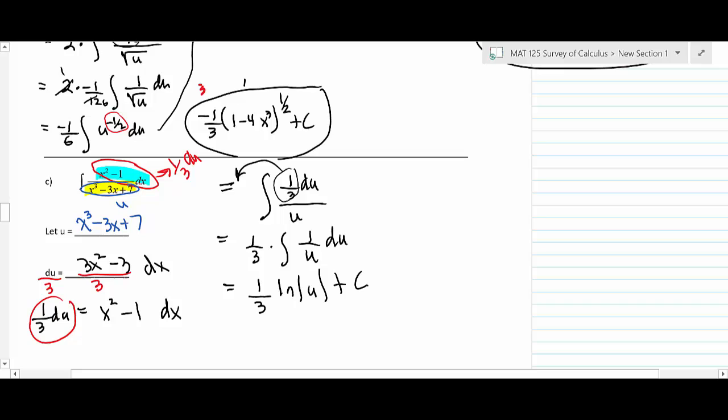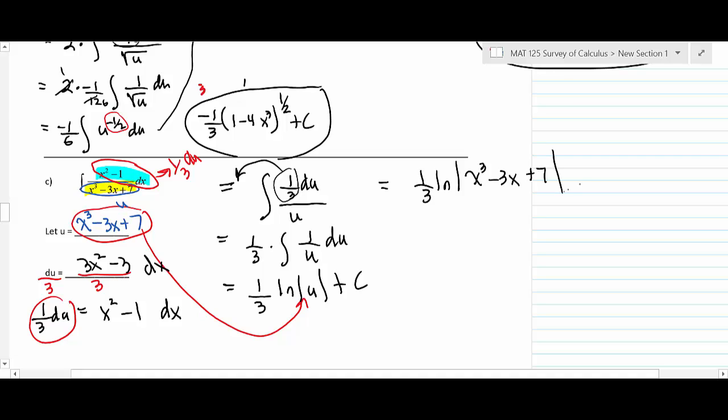Okay, last step. Plug the u back in. Good. Okay, that's always the last step. So you plug that back in. So your final answer is going to be 1/3 ln of x cubed minus 3x plus 7 plus c. So that is your answer.